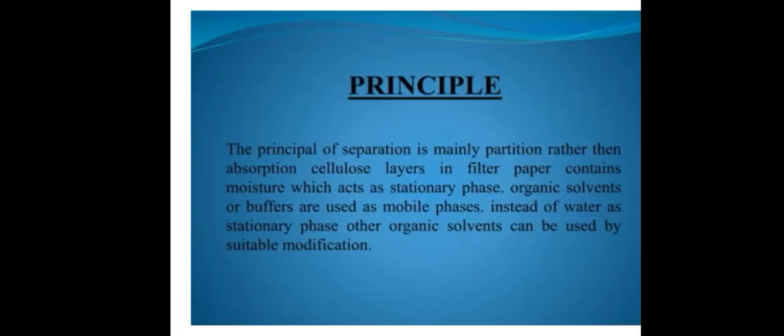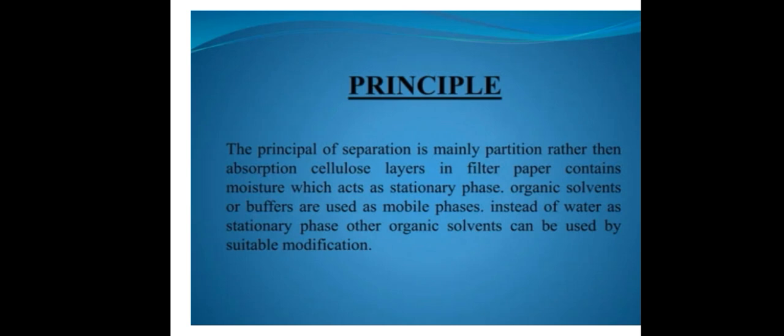Then I describe the principle of paper chromatography. The principle of separation is mainly partition rather than adsorption. The cellulose layer in filter paper contains moisture which acts as the stationary phase. Organic solvent or buffer is used as the mobile phase. Instead of water as stationary phase, other organic solvents can be used by suitable modification.